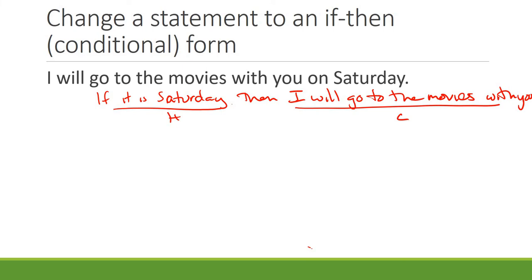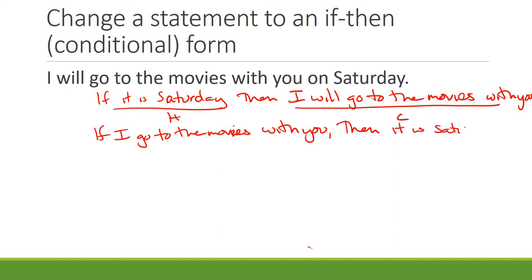Could we write this one the other way? If I go to the movies with you, then it is Saturday. Is that just as good? Pause for a moment, look at the original statement, and see if I can write my conditional form either way or whether this is the only correct way to write it.